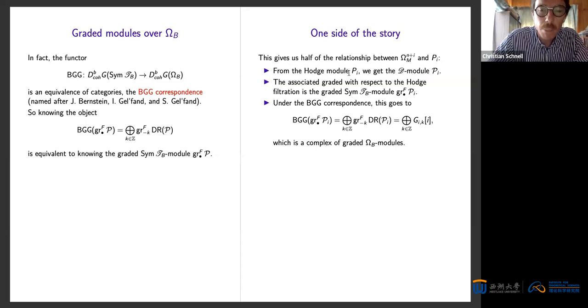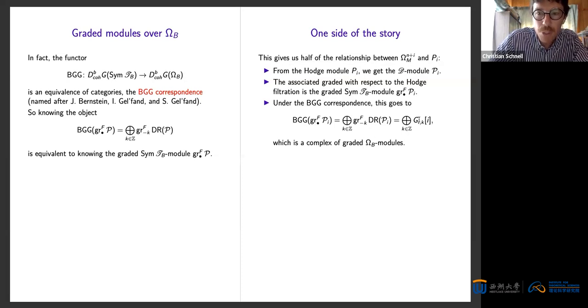Instead of the topological part, instead of the perverse sheaf, I look at the D module. I take the associated graded with respect to the Hodge filtration. This gives me this module over the symmetric algebra. And then I do this BGG correspondence. So I take the direct sum of all the graded pieces of the de Rham complex. This is now a complex of graded modules over this algebra omega B.